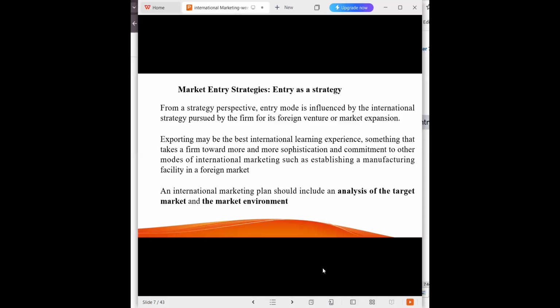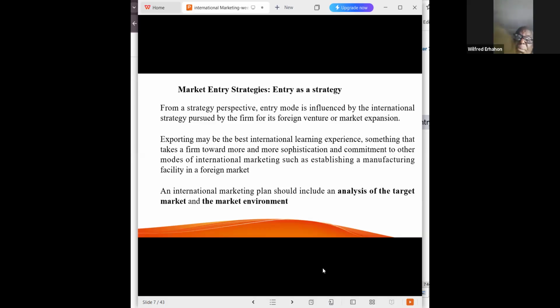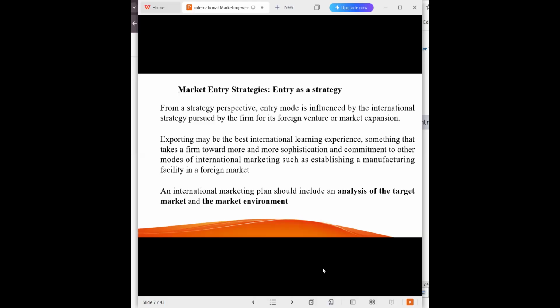So aside from entry as a channel decision, you have to consider entry as a strategy. It's not only the distribution channel you have to consider when you want to enter a foreign or international market. You have to have a very good strategy, and the good strategy starts from understanding the target market. You have to have a proper analysis of the target market. When we look into the international environment, we'll try to understand the target market properly.